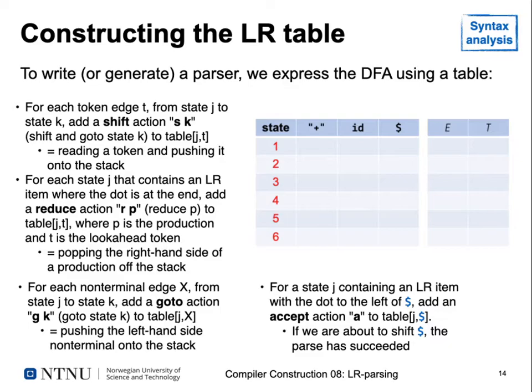And then for each non-terminal edge X, which goes from state j to state k, so there's a non-terminal, we just add a goto action, which we call G for goto, and then go to a state k, to a table at the position that indicates the number of the rule and some non-terminal symbol X, like the E and T in our case here. So this would be equivalent then to pushing the left-hand side non-terminal onto the stack.